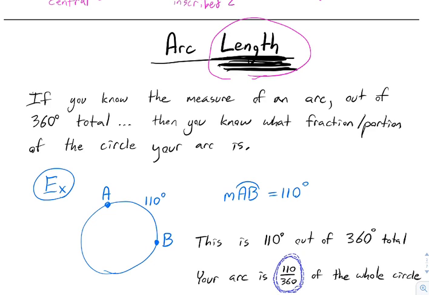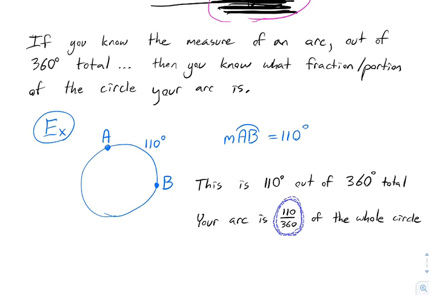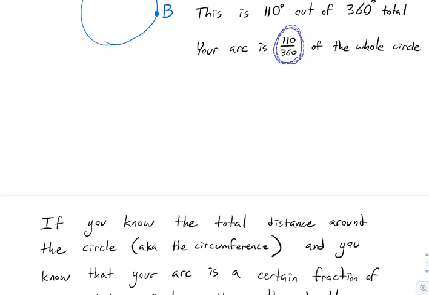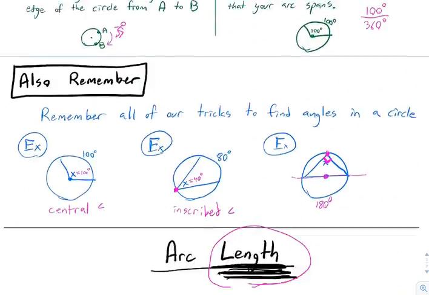We don't yet know the circle's radius or size, but we know we've got that fraction of the circle, that cut of the pie. That's what we're going to use to now calculate the arc length. Because if we know the total distance around the circle, that's the circumference, which we could find as long as we know the radius or the diameter. We could use our formula from up here at the very top and just plug it in. Then the circumference is 2 pi times the radius, or pi times diameter.